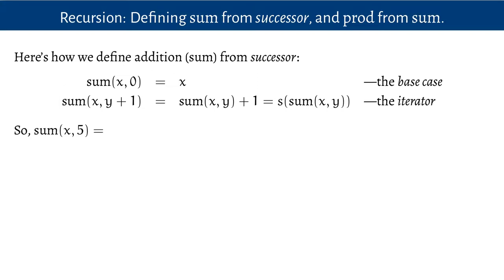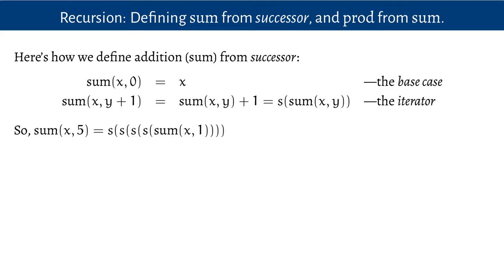So here's how this works out in practice. If I want to sum x and 5, well, I just look at the cases that I have. Not the base case, because 5 isn't 0. 5 is 4 plus 1, so that's the successor of the sum of x and 4, which is the successor of the sum of x and 3, which is the successor of the successor of the successor of the sum of x and 2.